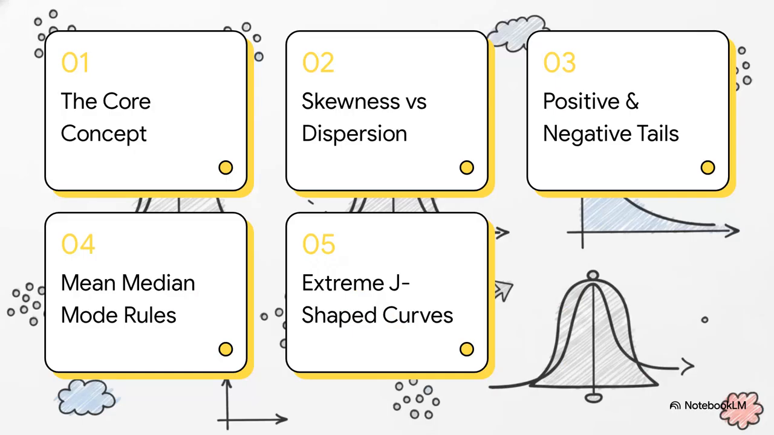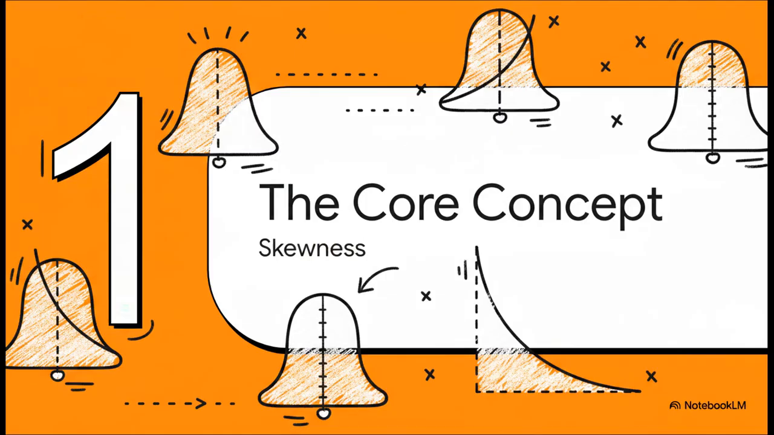Here is our game plan for this explainer. We'll hit the core concept of skewness, compare it to dispersion, tackle positive and negative tails, master the mean, median, and mode rules, and finally, look at extreme J-shaped curves. Let's get to it. All right, part 1, the core concept, skewness.